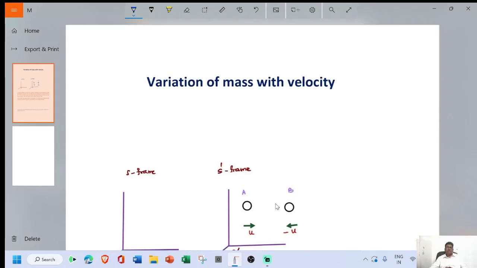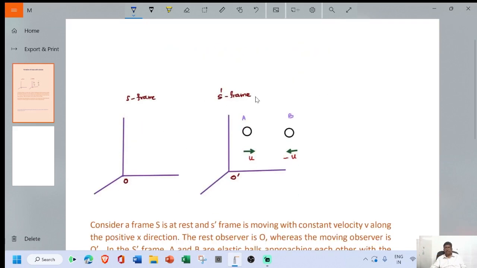In the present discussion, we have to concentrate on the topic variation of mass with velocity. Suppose an object is at rest, it has one mass. If it is moving with considerable velocity, which means that the velocity of the object is appreciable to the velocity of light, it is having another mass. Its mass is not a constant. The moving mass m is equal to m0 divided by root of 1 minus v square by c square. This is called variation of mass with velocity.